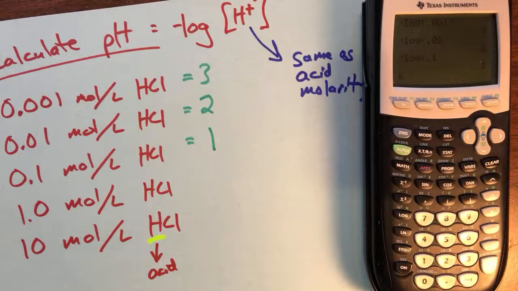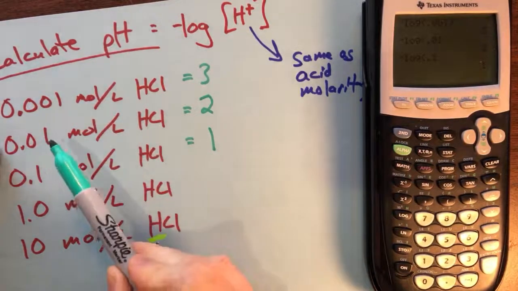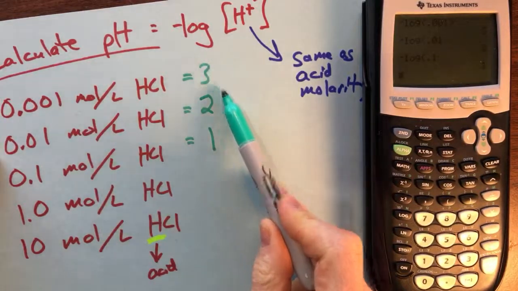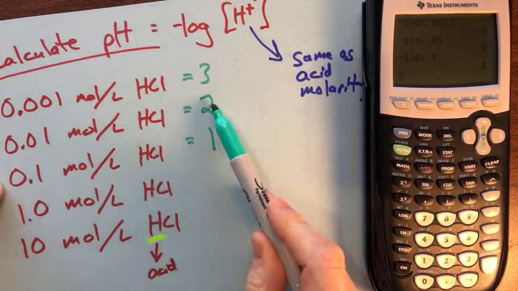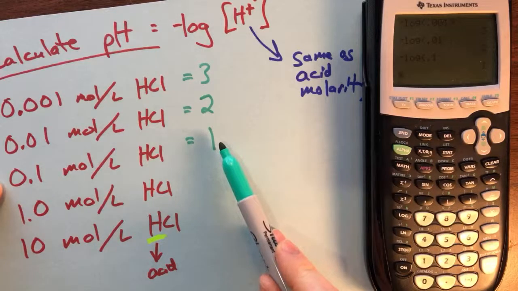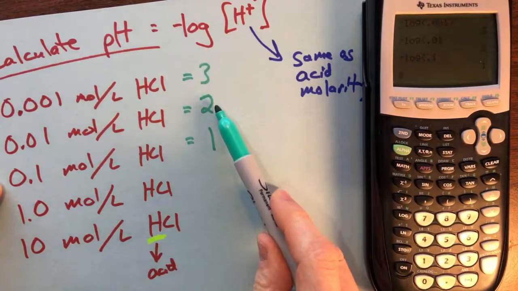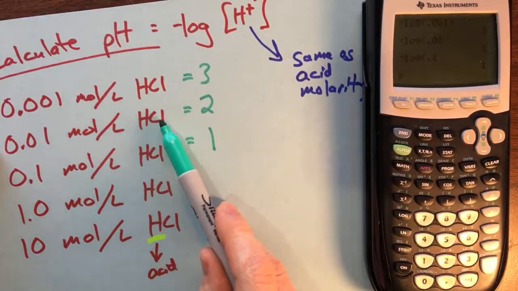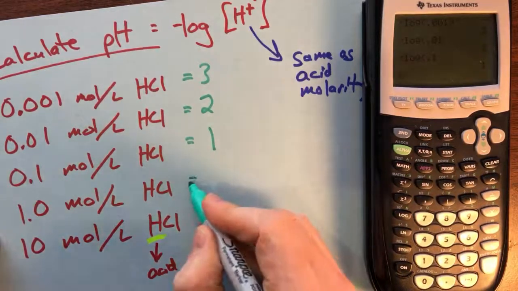And we notice something also very interesting about them, right? This one is 10 times more concentrated than this one, and we notice that the pH goes down by 1. This one is 10 times more concentrated than this one, and the pH goes down by 1. Remember what I said, that going down 1 in pH is actually 10 times more acidic. I have 10 times more acid in this solution than I have in this one.